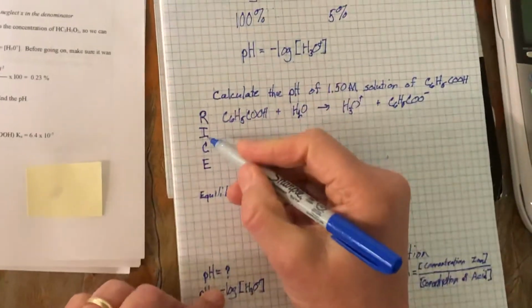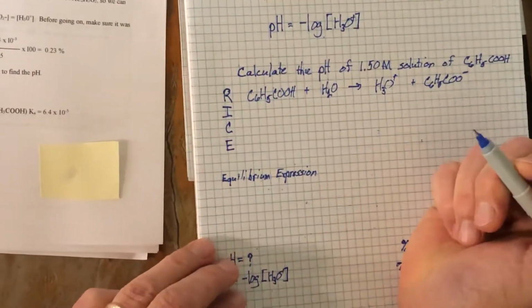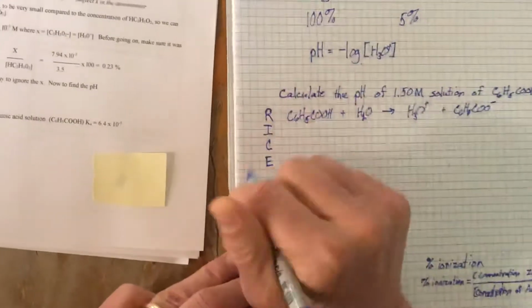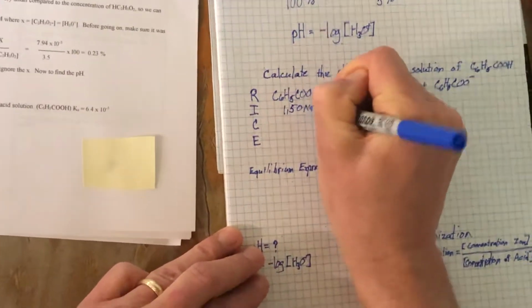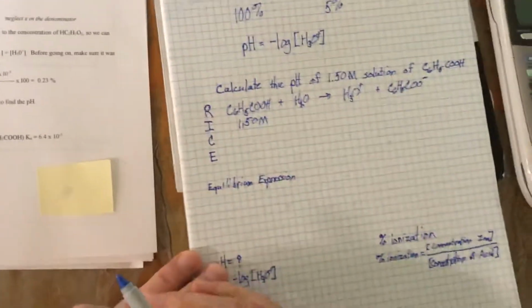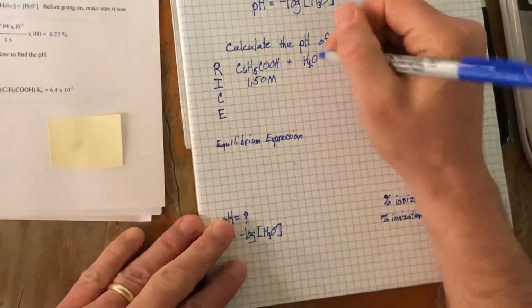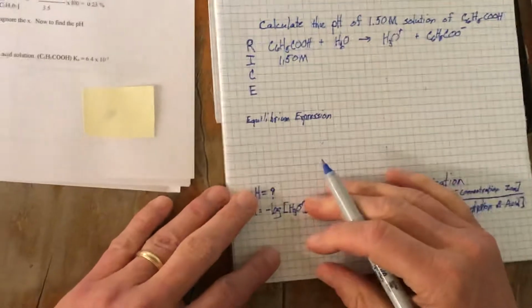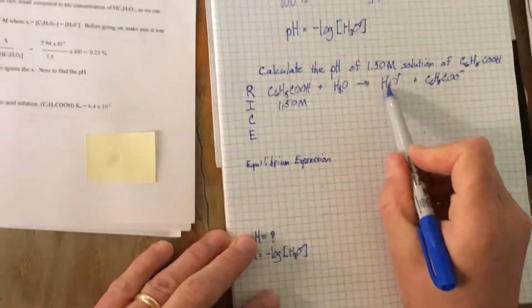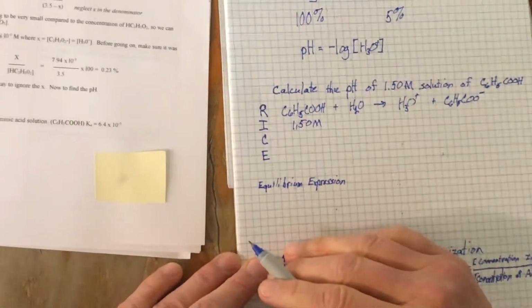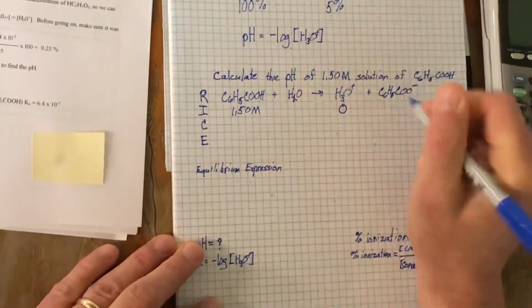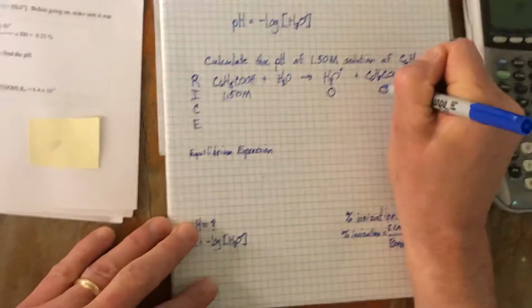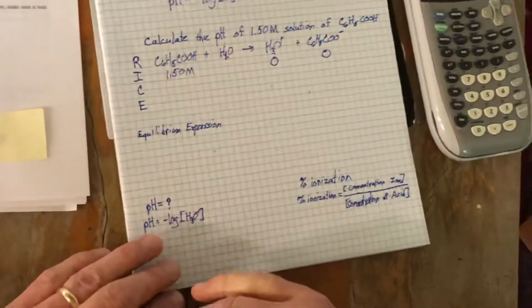So now let's go through and look at the initial concentrations. The initial concentration says that I have 1.50 molarity of the original weak acid. The water is just water, so we omit it. The hydrogen ion concentration, we don't know that, but we do know that its original was 0. And this original was 0 because nothing happened. It wasn't in the water yet.